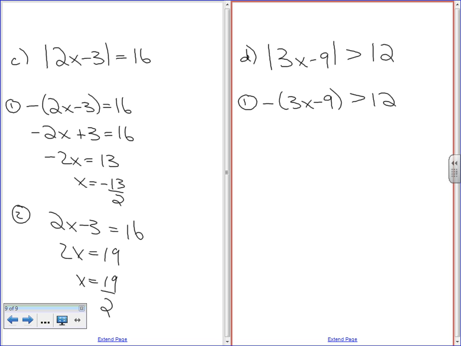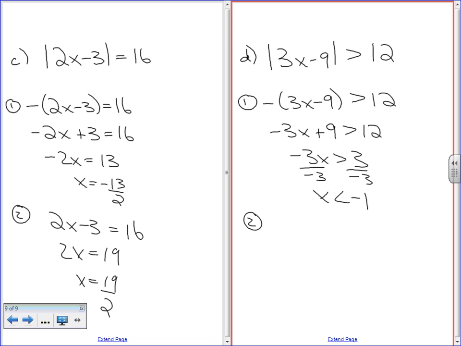So that's your first case, and then you can solve it. So negative 3x plus 9 is greater than 12. Negative 3x is greater than 3 when I bring the 9 over. Divide both sides by negative 3. And remember, when you divide both sides by negative 3, you're going to change the direction of your inequality. So any x that's less than negative 1 is going to make this inequality true. Now I have to find the other branch by doing the positive case.